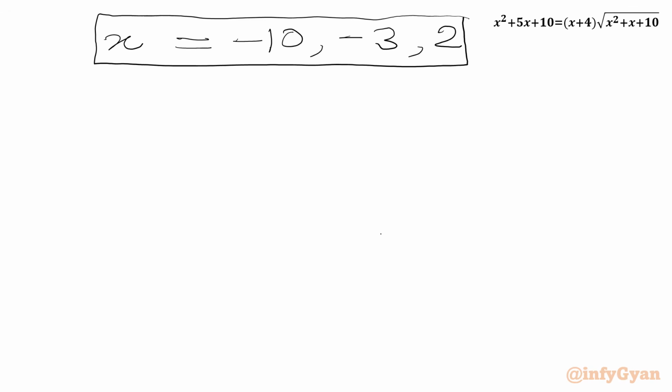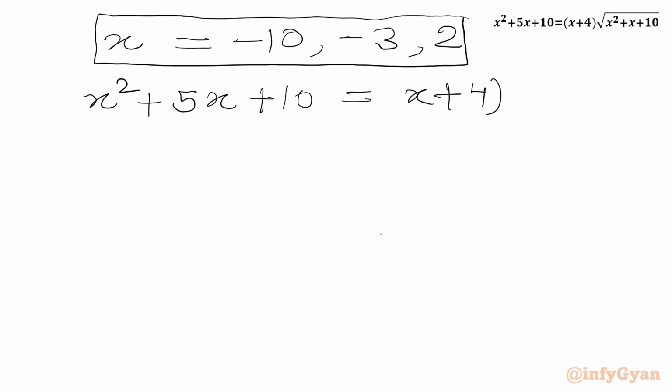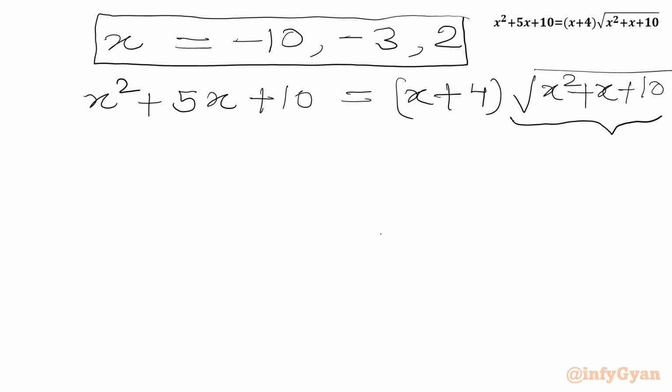Now I will write x square plus 5x plus 10, and in RHS we have x plus 4 times square root of x square plus x plus 10. Now this is always positive for x to be real. So we will write our LHS in perfect square form if it is possible for us. So I will try to rewrite our LHS using the completing the square method.